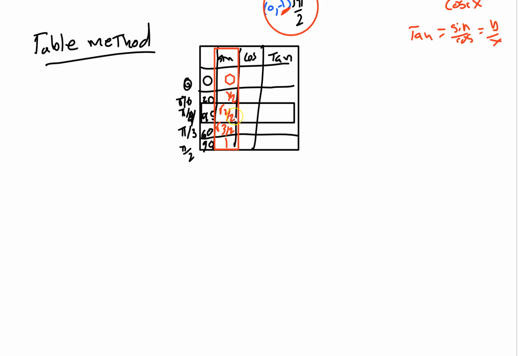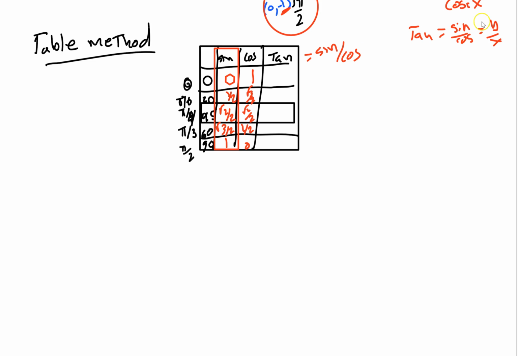That's one of the few things that I memorized for the table method. Right? So 0, and notice they're all over 2. So 0, 1 over 2, rad 2 over 2, rad 3 over 2, and then 1. It works out. Because once you get that, cosine is just the opposite, just flip it. So 1, rad 3 over 2, rad 2 over 2, 1/2, and 0. Right? So once you get sine, you just flip it to get cosine. Tan is sine over cosine.